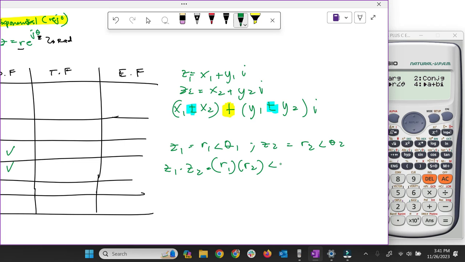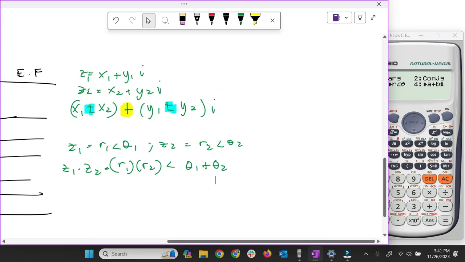Kasi diba, ang counterpart na operation ng multiplication is addition. And kapag naman division, ang counterpart na operation niya is subtraction. So since multiplication ang usapan natin, we add the two angles. Pero kapag division ang usapan, I'll move dito lang. No? Gawin kong red. Yan.